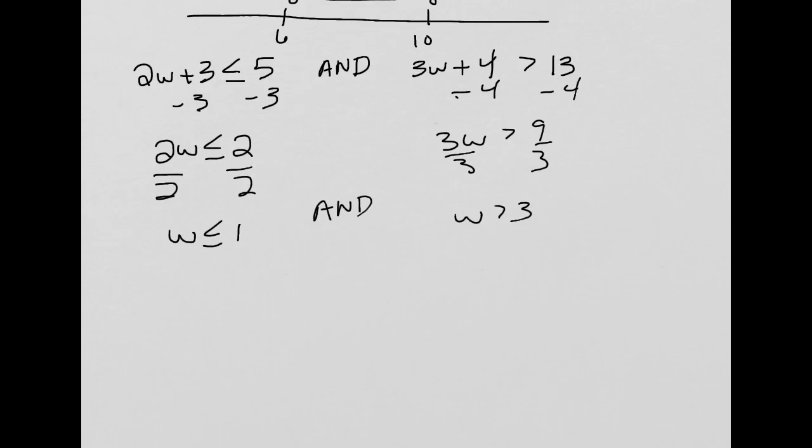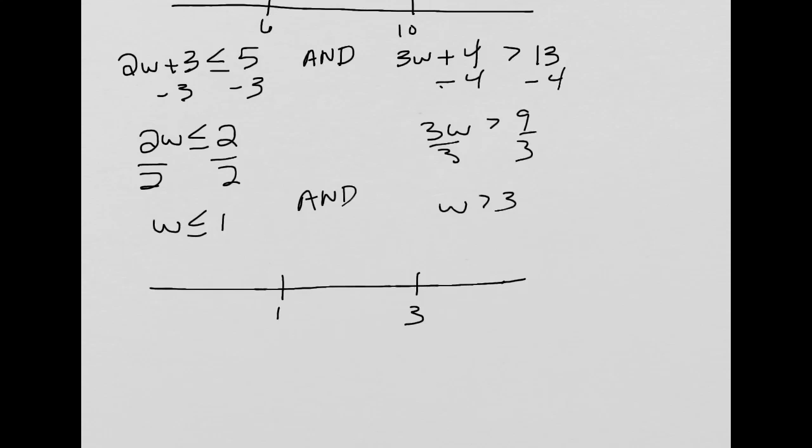So then our second step is just to graph out each inequality separately and then take the interval or intervals of numbers that meet both conditions. So we've got 1, we've got 3, and if I graph out the first set in red, w is less than or equal to 1, closed circle on 1, and I would graph out the numbers to the left. W is greater than 3, I'll do in green, open circle at 3, graph the numbers to the right.